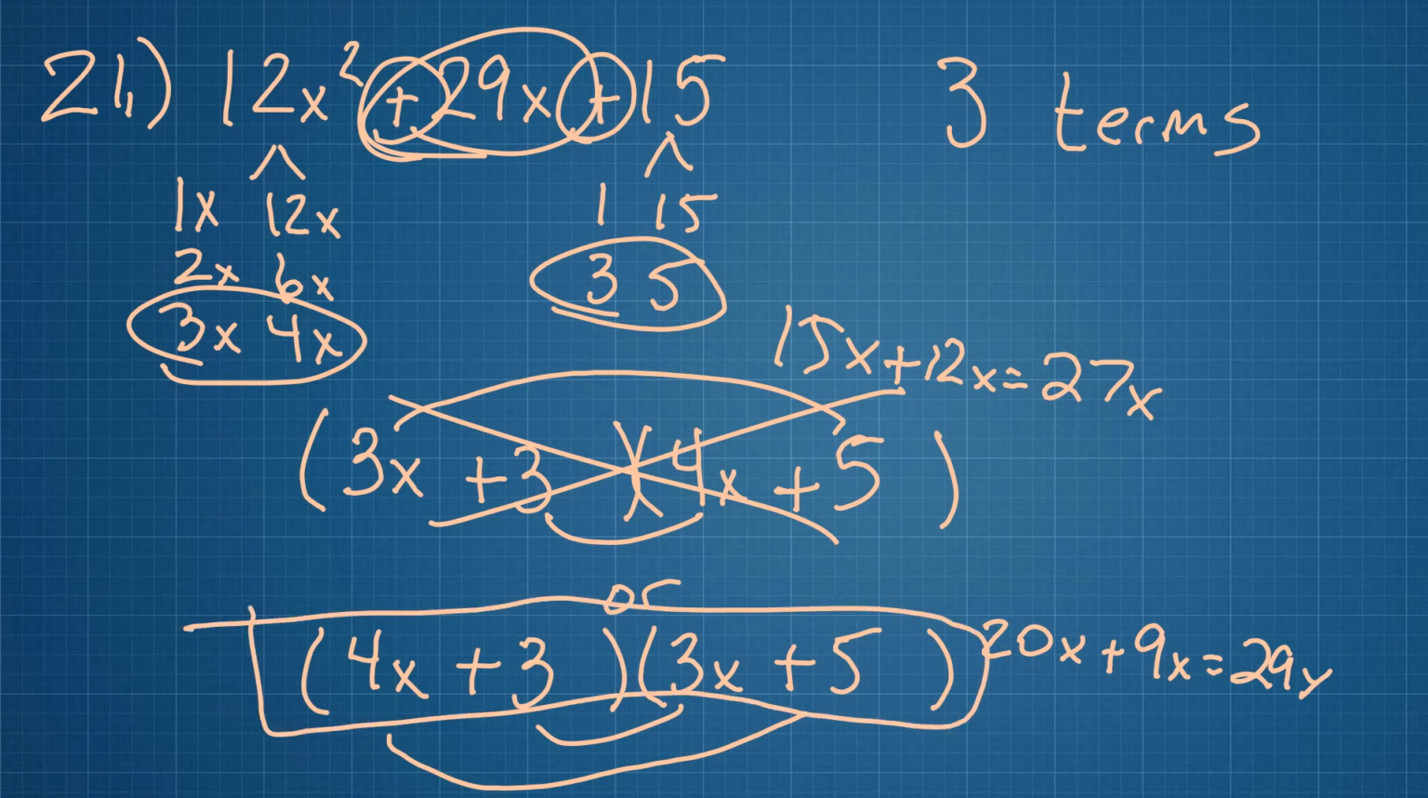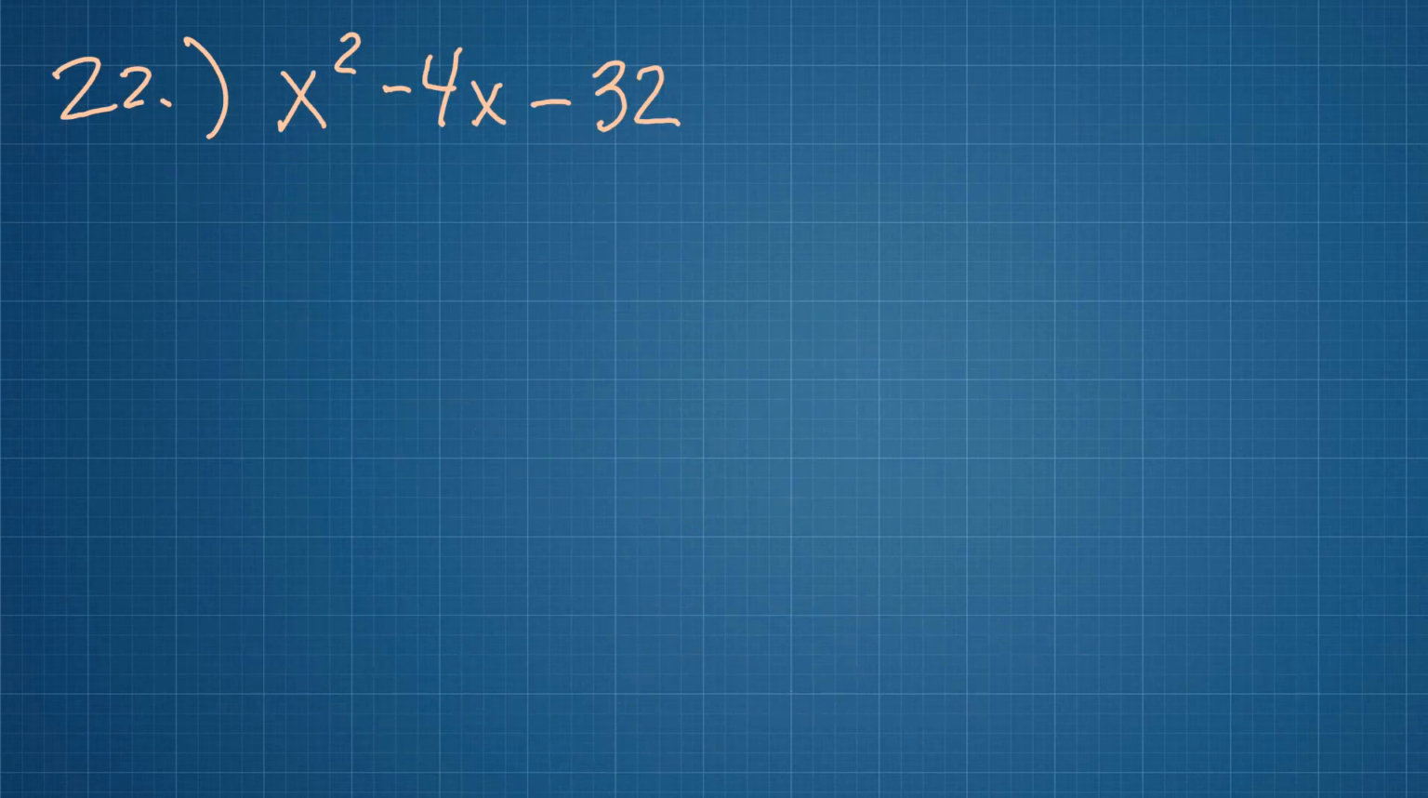So that time I got lucky. It just worked. It's not always going to work out that way. It's not always going to be that the numbers that are closest together always work. Just in my experience, they seem to work. Seems to save me the most amount of time. So that's 21.